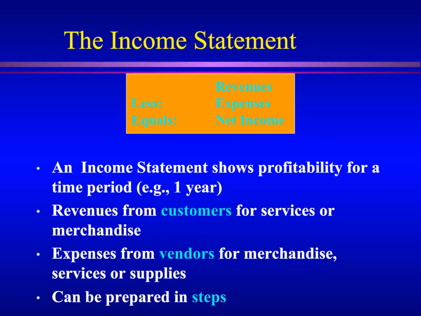We talked last week about income statements, so I'm back to income statements again. Income statements show profitability for a time period, usually a year. We can do it monthly, which is what many business owners do. Some even do it daily, but that's not such a great indicator of profitability. Basically we talk about revenues from customers for services or merchandise, minus expenses from vendors and other overhead. We typically do it in steps, and we spit out a profit at the bottom.